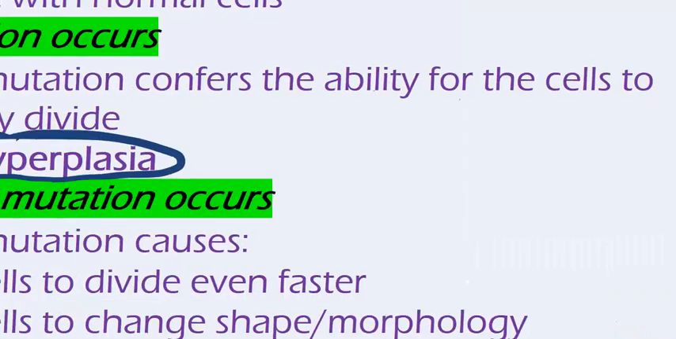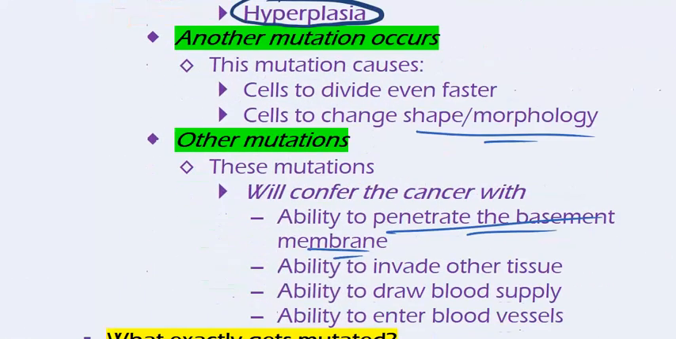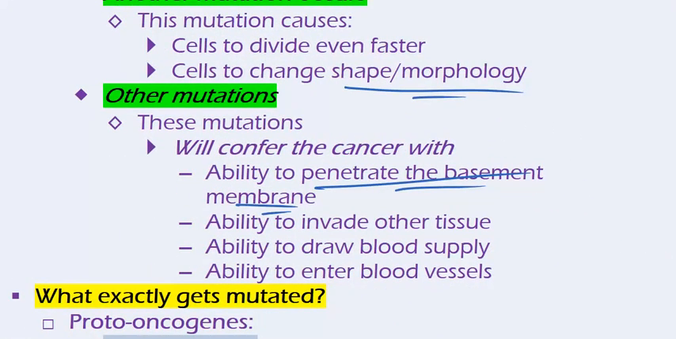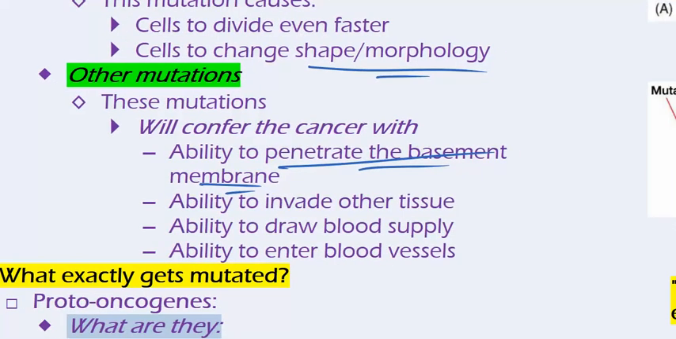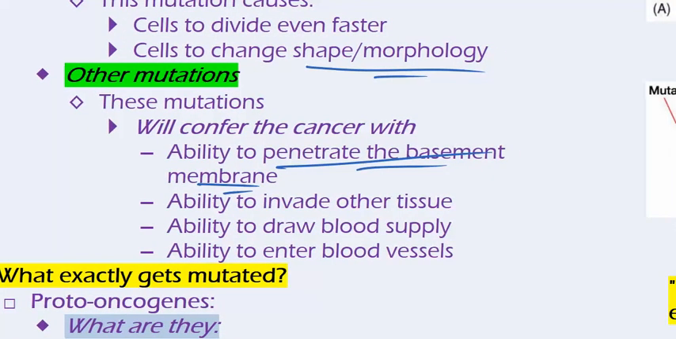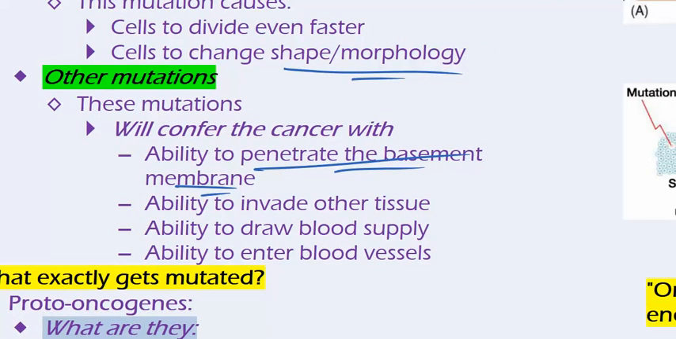So other mutations, such as being able to penetrate through the basement membrane and being able to invade other tissues. Once you break through that basement membrane, now you have your connective tissues, your fibroblasts. Now you're invading other tissues. The epithelial cell was supposed to be on the surface. Now it's no longer on the surface. Now you can actually find it in the connective tissue area.